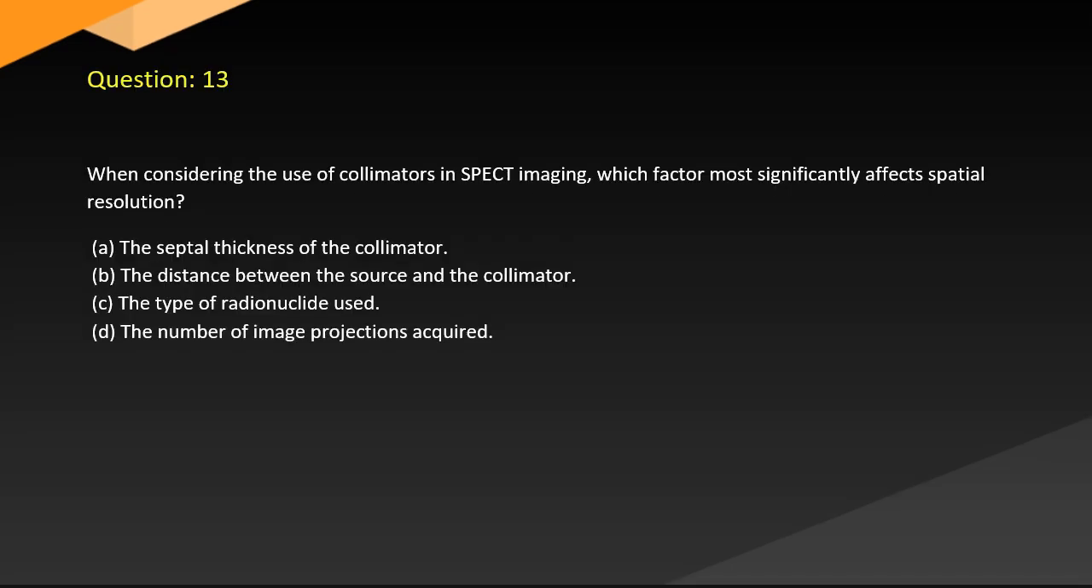Question 13. When considering the use of collimators in SPECT imaging, which factor most significantly affects spatial resolution? A. The septal thickness of the collimator. B. The distance between the source and the collimator. C. The type of radionuclide used. D. The number of image projections acquired.